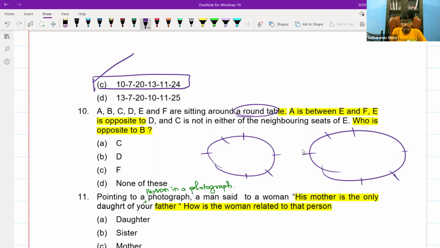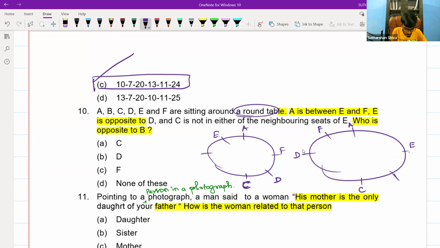So what I will do, here I will fix A, between E and F. Here the EF combination is possible, and here the FE combination is possible. E is opposite to D. C is not in either of the seats next to E. So EC is not here. So C is obviously going to be in this position.